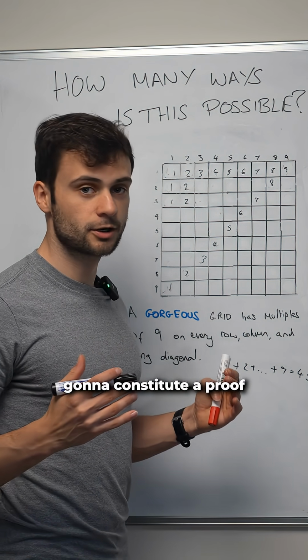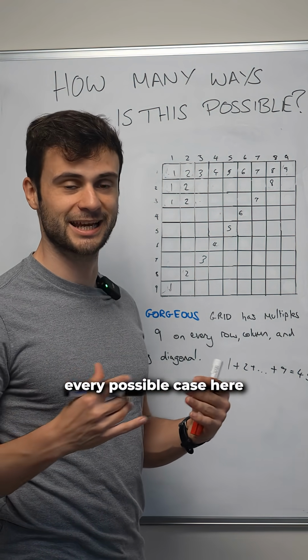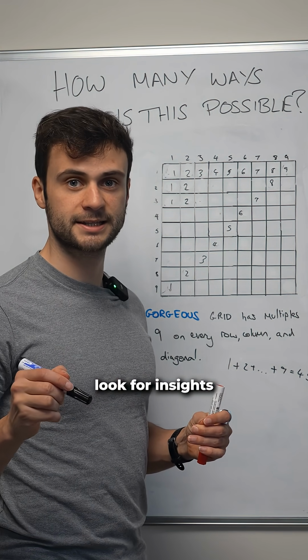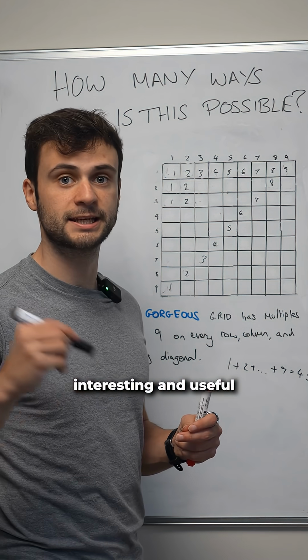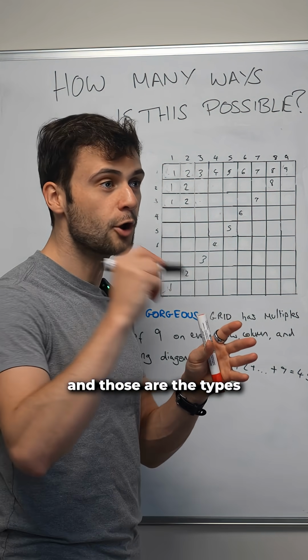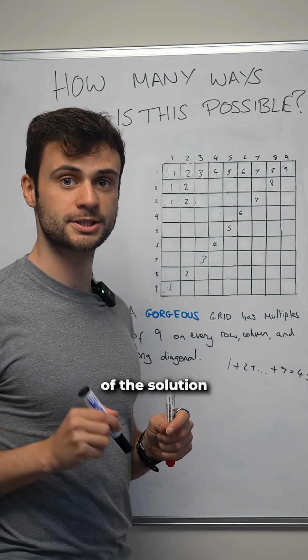Now, this is not going to constitute a proof, because like I said, we're not going to check every possible case here. It's going to take years. But what we can start to do is look for insights. By testing things systematically, we might spot something interesting and useful, something that's in common with all of the cases that we've looked at. And those are the types of things that are going to be the basis and the foundation of the solution to this problem.